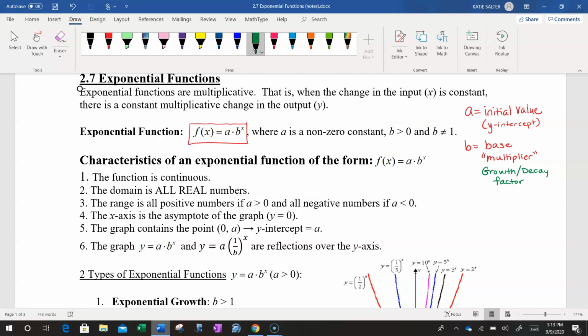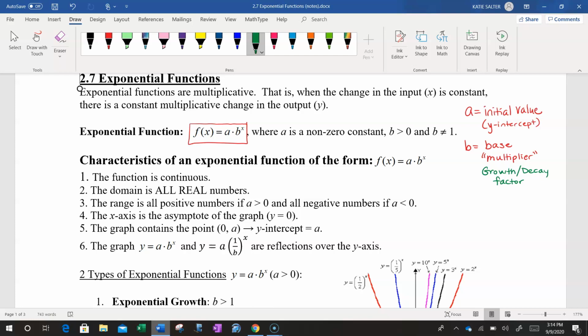All right, some characteristics of exponential functions that are really important. The function is continuous. The domain is all real numbers. The range is all positive numbers if a is a positive number, but it's all negative numbers if a is a negative number, because that would make it reflect over the x-axis. The x-axis is the asymptote of the graph. These do plateau out. They converge to y equals 0. Again, this is in this form as long as we don't shift it.